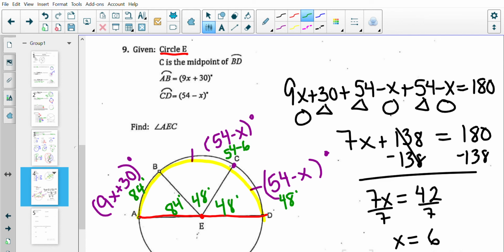Now let's see what we were asked to find. We were asked to find the measure of angle AEC. So angle A, look at what I'm highlighting, EC. So angle AEC is not 84, it's not 48, it's 84 plus 48, which is going to give us 132 degrees.